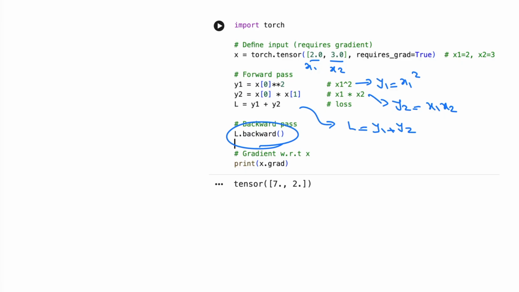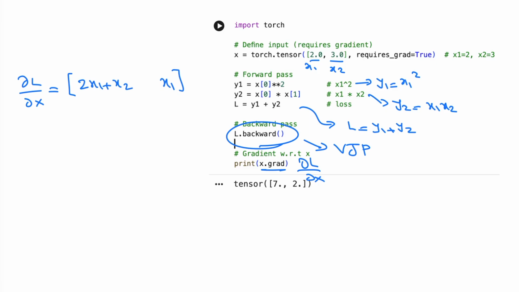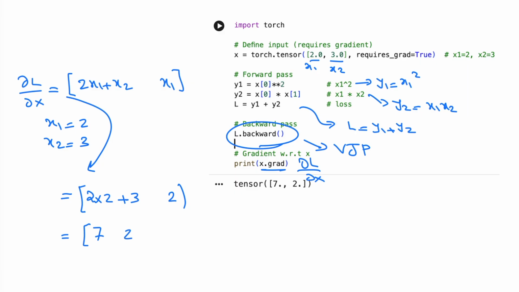The way you can find the gradients of L with respect to x is to use this backward method, which applies the VJP, the vector-Jacobian product, and the gradients are stored in x.grad. That's the attribute we have here. And remember, the formula we found was 2x1 plus x2 for the first element and x1 for the second. Given that x1 equals 2 and x2 equals 3, if we plug in these values, we get 2 times 2 plus 3 for the first element, which is exactly 7. And then the second element is 2. This is perfect because now you know how backpropagation works in PyTorch.